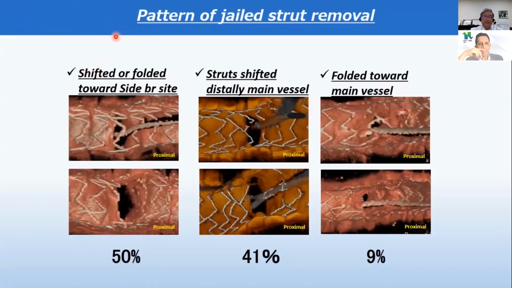We understand there are three patterns of jail strut removal by the push-forward method. One is shifted or folded toward the side branch side like this, 50%, and strut shifted distally in the main vessel like this, just shifted, not folded, 41%, and folded toward the main vessel in 9%. I think that folding toward the main vessel results in compromising the distal main vessel area, so it should be avoided, I think.